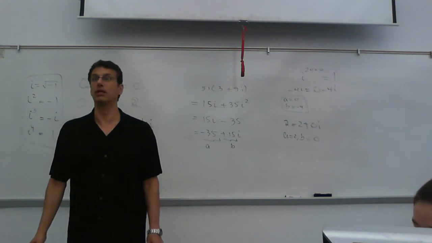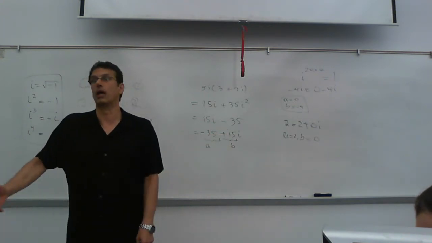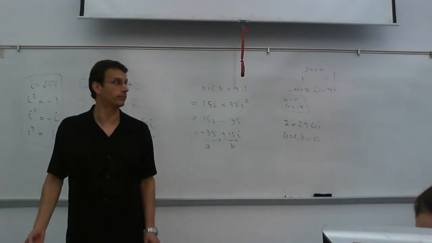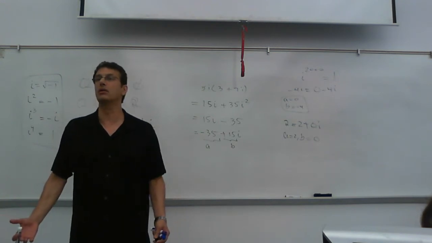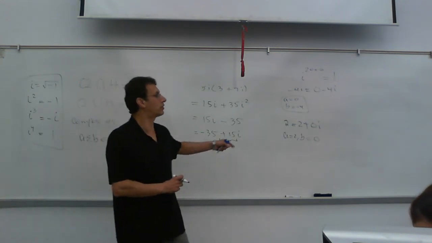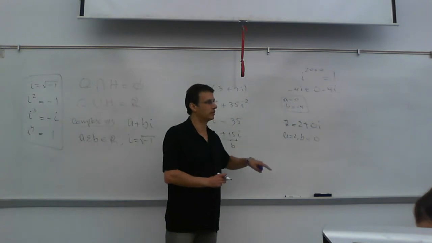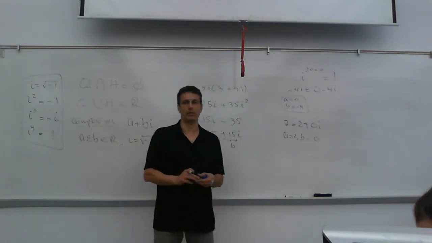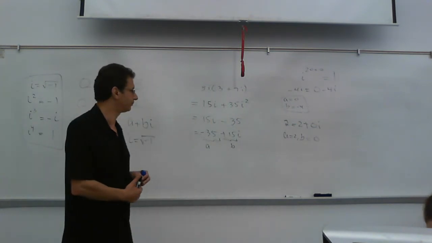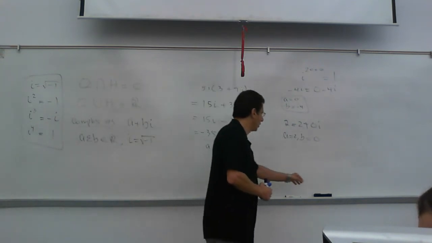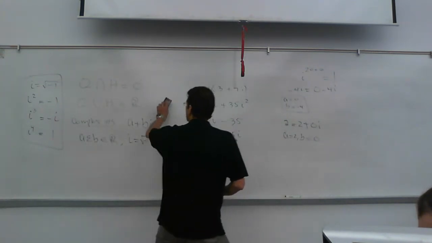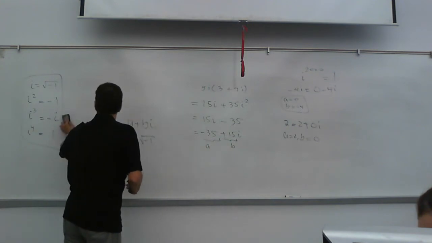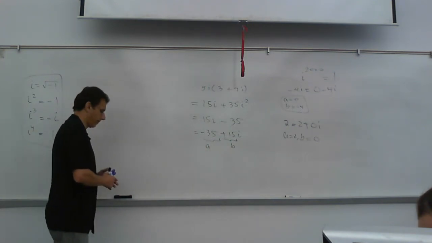So A plus BI, sometimes A is 0, sometimes B is 0, sometimes none of them. If one of them is 0, it refers to a specific type. This type is imaginary, and this type is real. Now, what I want to add to this multiplication is the following.